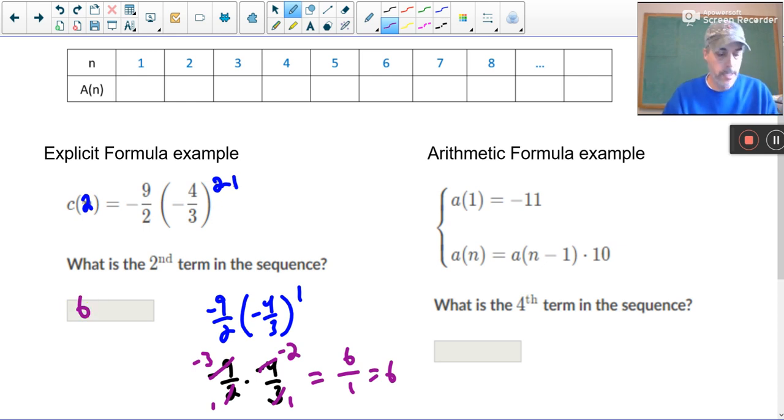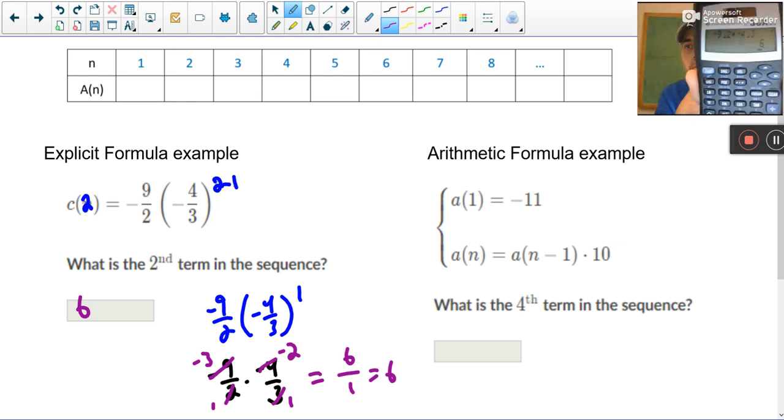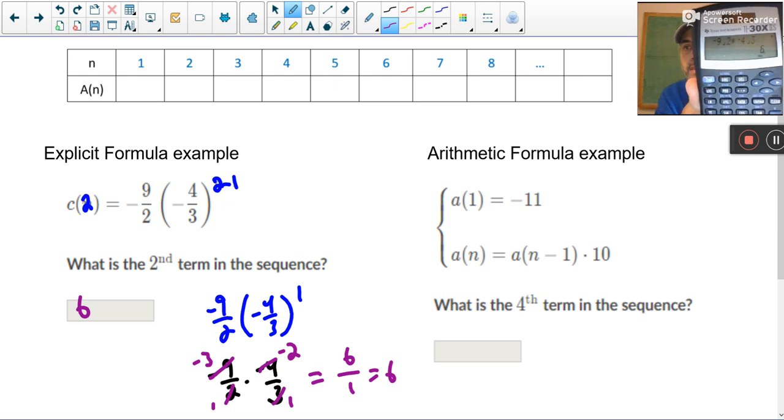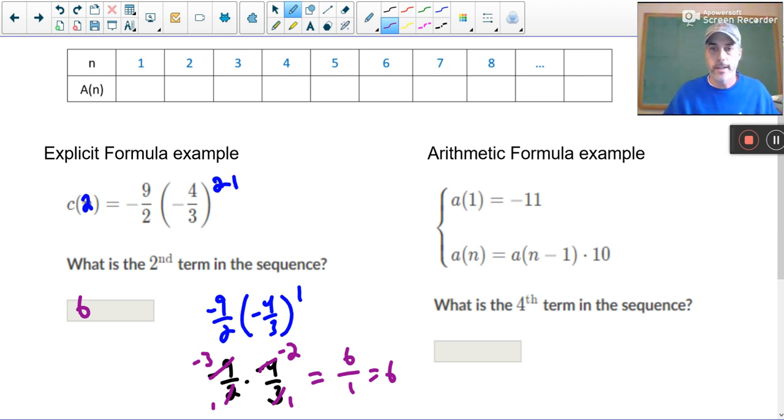And just to double check, I'm going to put that into my calculator. Negative 9 over 2 times negative 4 over 3. And where's my webcam? There it is. You can see that I used the ABC button on the calculator. I typed it in and out popped 6. So there's my double check.